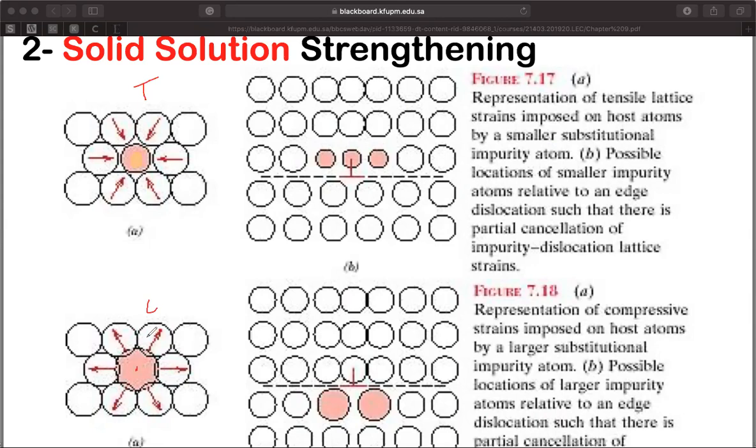Now, what I want you to always remember is that the material always does its best in order to minimize its state of energy.